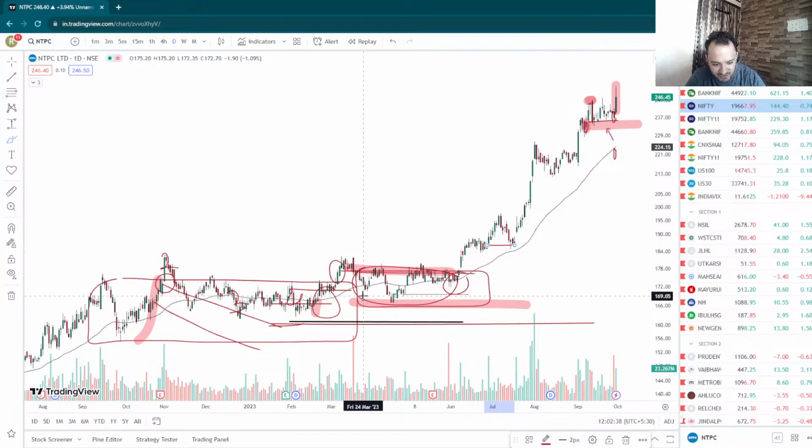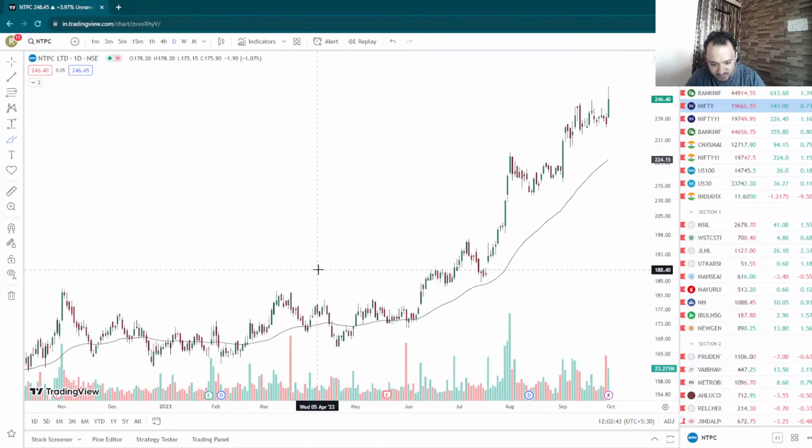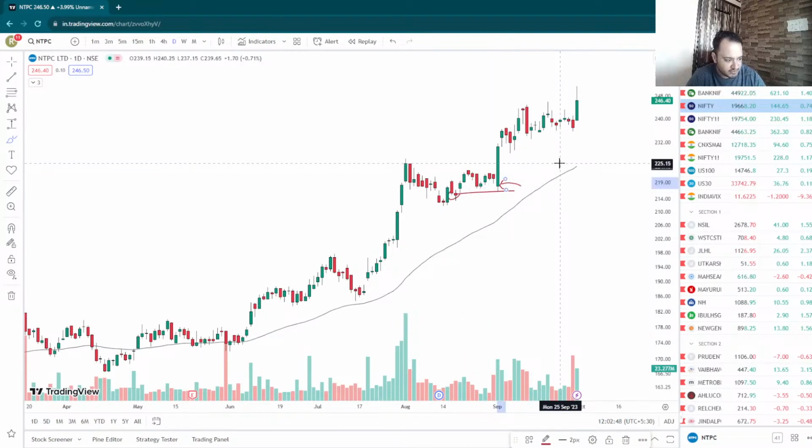Anyway, I use the demand zones and supply zones. So even if you're using 20 or 50, it doesn't matter, because the move will start from the demand itself. If you see here as well, there is a move from the demand itself. The EMA does not matter all that much. It matters, but not as much as some people think it does.